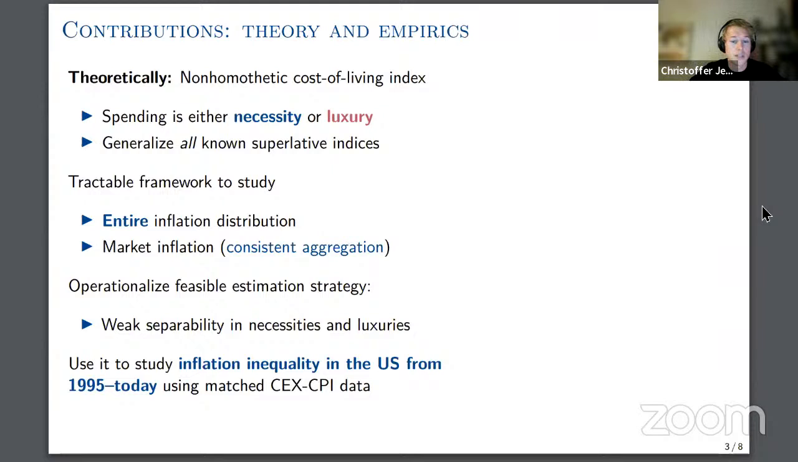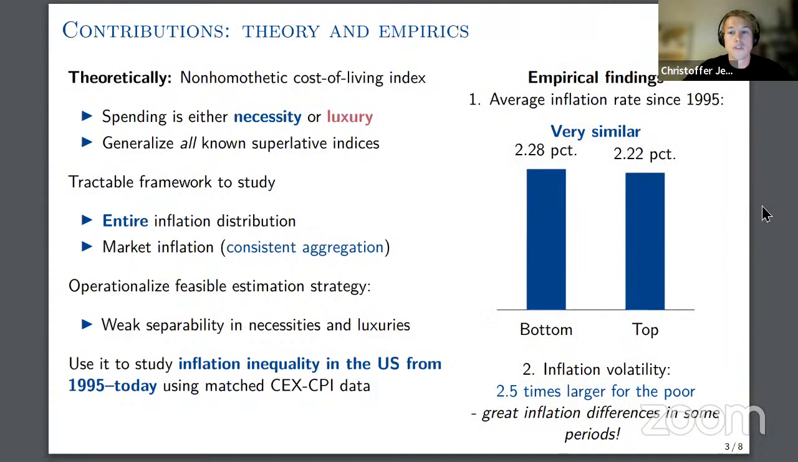What we find is that the average inflation rate since 1995 has been very similar across the expenditure distribution. This is in contrast to what one would find if one uses the group-specific approach. But we also show that despite this similarity in average inflation rates, there is much more hiding behind this result. In particular, we find that while richer households have experienced a fairly stable rate of inflation around 2.2%, poorer households experience a much more volatile inflation. And in some periods, there are great differences between the inflation rates of households.